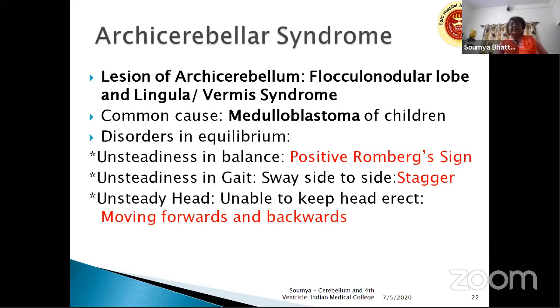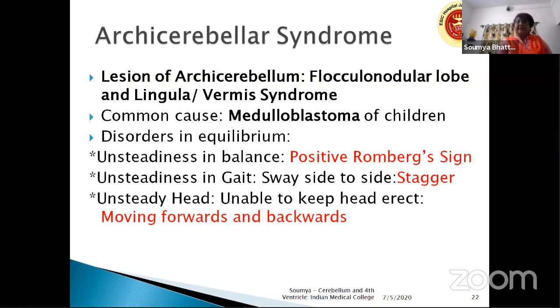Now we start with the clinical part of the topic because clinical part is very important. This is Archicerebellar Syndrome. So what is it? We have seen that archicerebellum is lingula and flocculonodular lobe. So it can be due to this lesion. Usually it is caused by medulloblastoma. There will be automatically disorder in equilibrium, that is, the vestibulocerebellar fibers are involved.